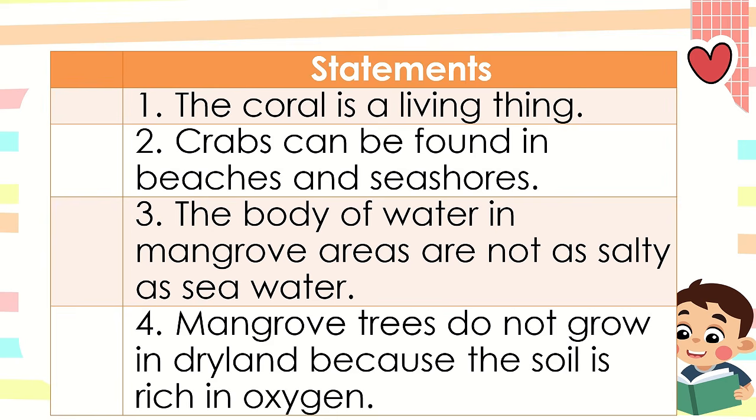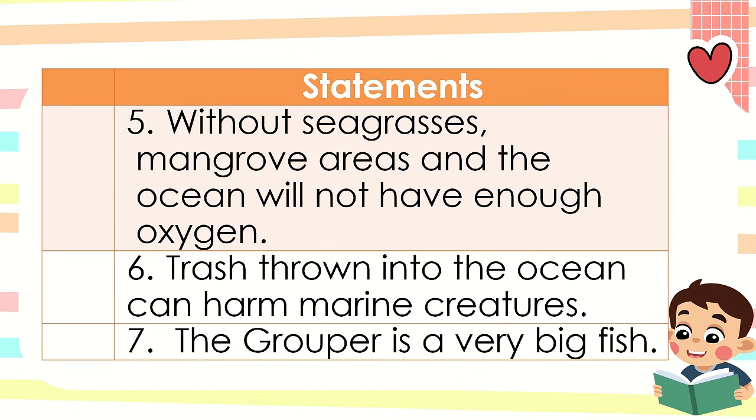2, crabs can be found in beaches and seashores. 3, the body of water in mangrove areas are not as salty as sea water. 4, mangrove trees do not grow in dry land because the soil is rich in oxygen. 5, without seagrasses, mangrove areas and the ocean will not have enough oxygen. Number 6, trash thrown into the ocean can harm marine creatures.